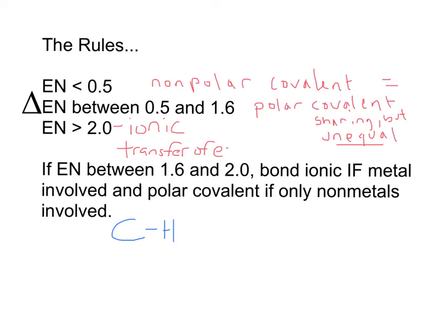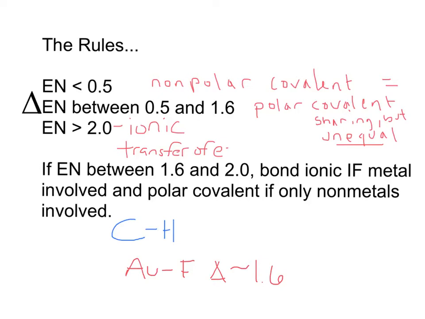So let's say it was gold and fluorine. If it's Au with F, the difference I believe is approximately 1.6. That would be a metal to a non-metal, and that's an ionic bond, because it's a gold to a non-metal. And the first one for carbon is 2.5, and hydrogen is 2.1. So it's only a 0.4. Fluorine and hydrogen would be 1.9.